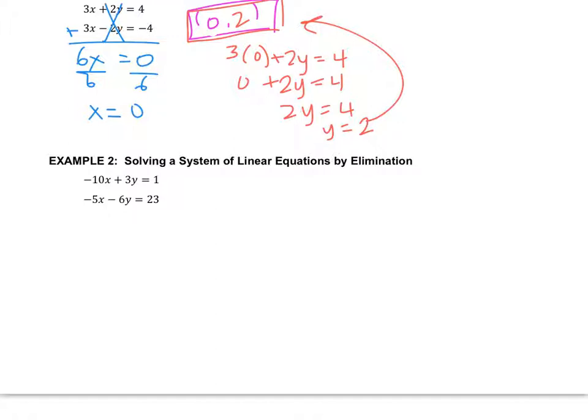So it's up to you. You don't do both, but you pick whichever one looks friendlier to you, and you multiply by that number. So I'm going to multiply the top equation by 2, and I like to put parentheses around it. It helps to remind me to distribute.